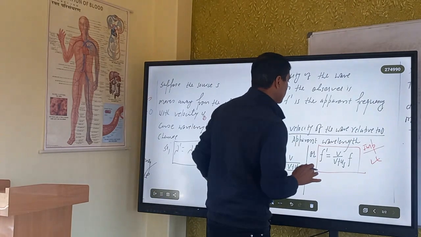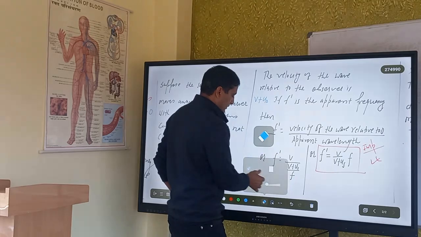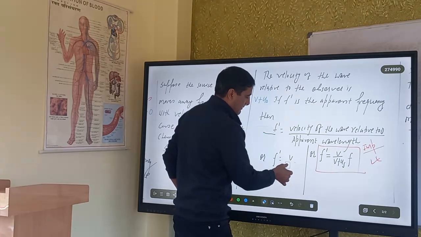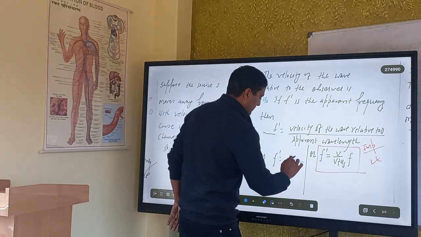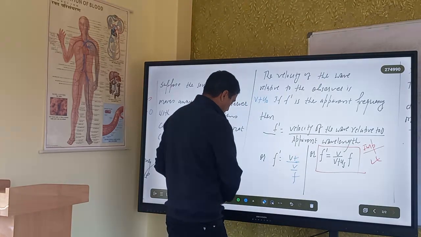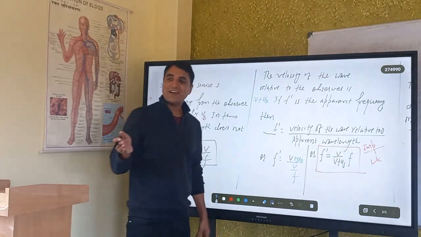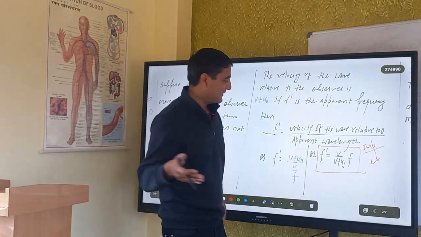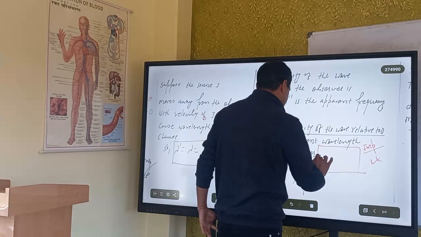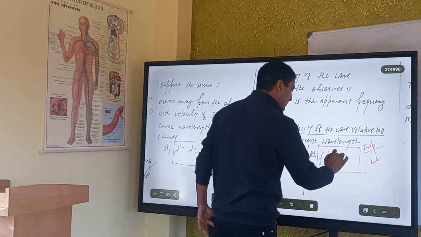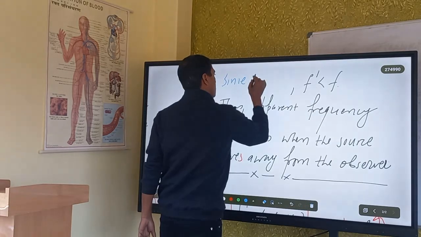F prime is the apparent frequency, velocity of the wave relative to the observer upon apparent wavelength. Our apparent wavelength is, how much? That is v by f. But the logic is that it is per observer. And the final relation: f prime equals v plus u upon v into f.